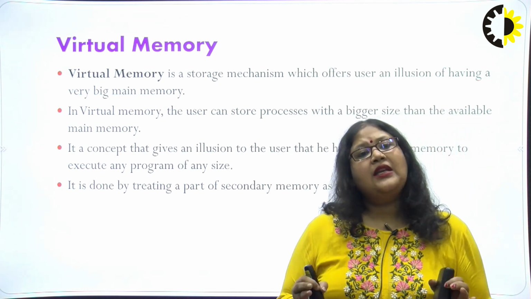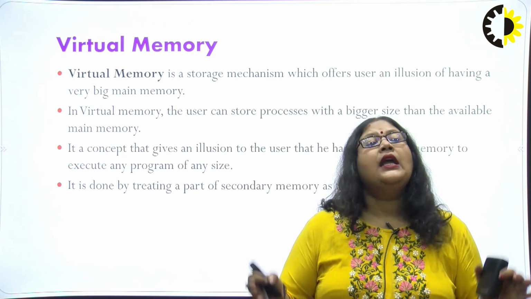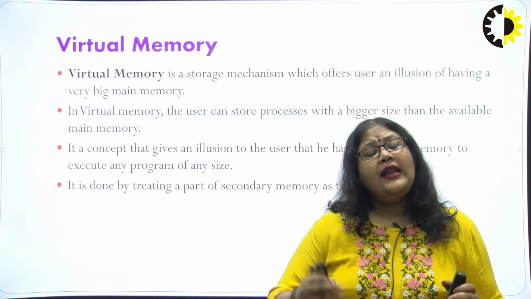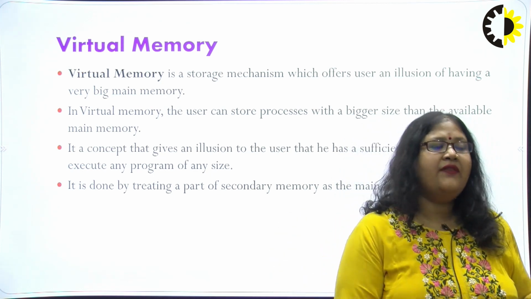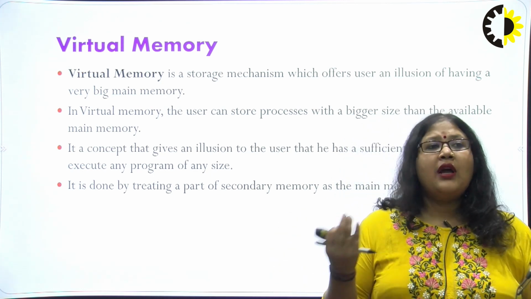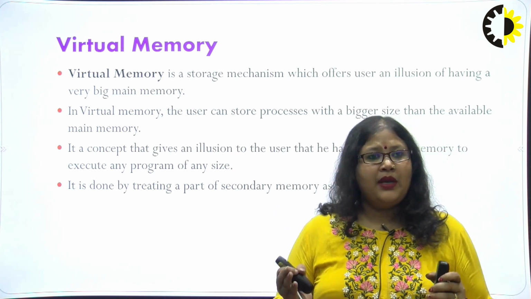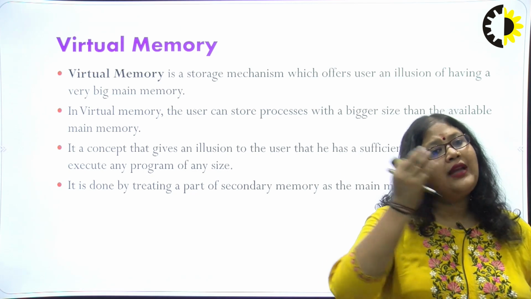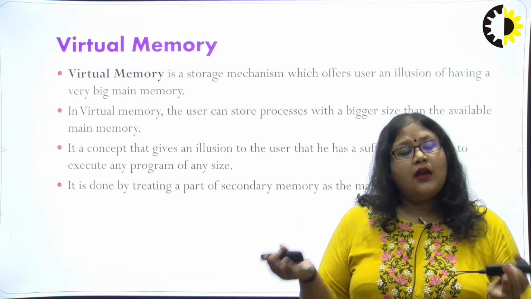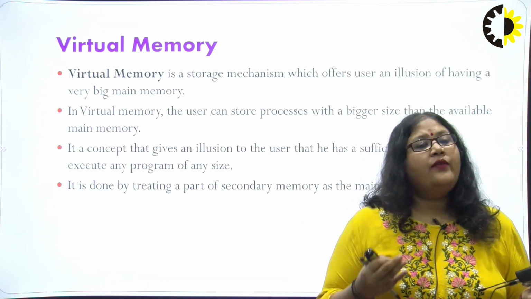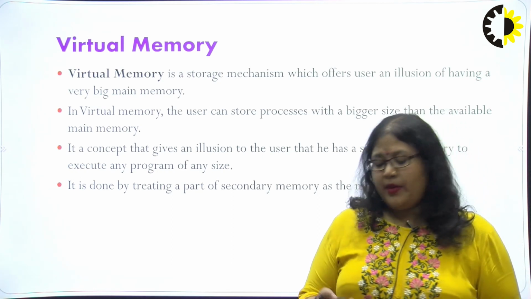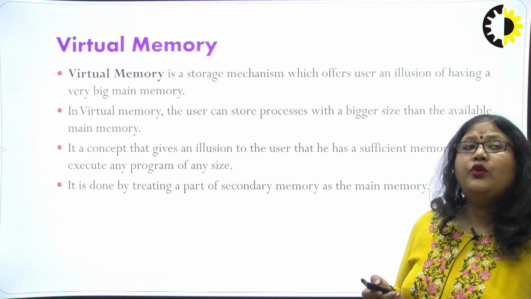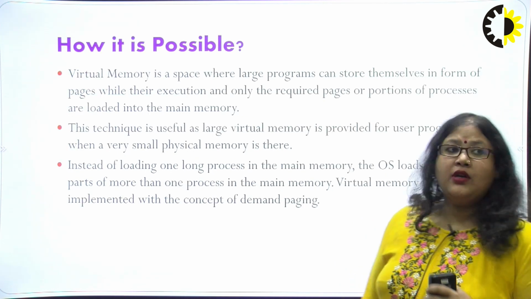So this is the basic concept of virtual memory, that it creates the illusion in front of the user that any size of program can be saved in the main memory even when the program size is larger than the size of the main memory. But we have to create the space in the main memory for that biggest process. This is how we do it, with the concept of virtual memory. So basically, what is the concept of virtual memory? How do we do this? How is it possible, basically?